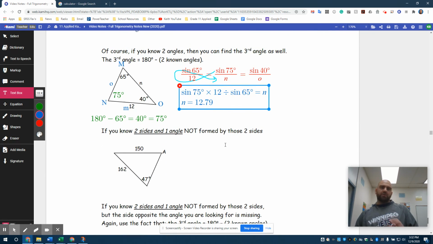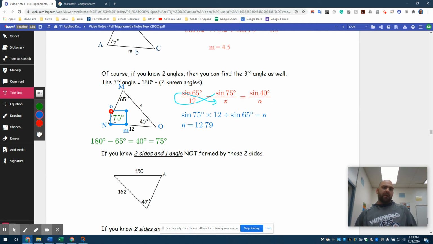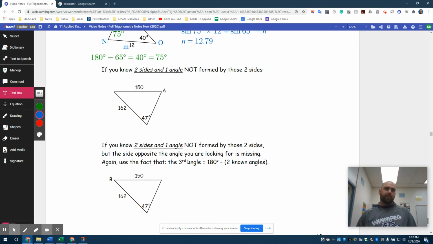So you should notice here that n was the biggest angle, 75. So n better be bigger than 12. That's just something that we have to make sure that we see. And in fact it is. It's 12.79. The angle is slightly bigger, the side is slightly bigger. So very important that we recognize that.